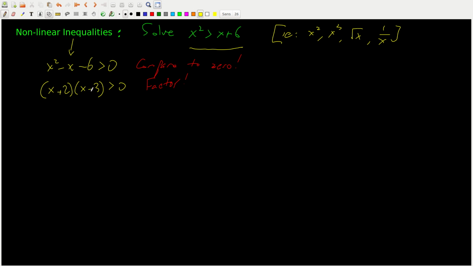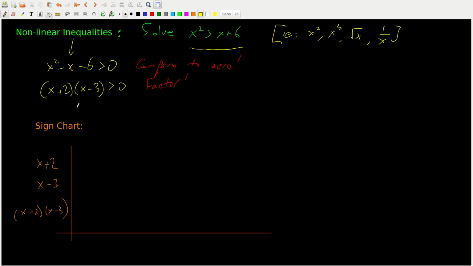The way we're going to actually do that is using what's called a sign chart. And I've begun to draw a basic sign chart here for us to see. So I've taken the factorization of this nonlinear polynomial. Anytime you see a nonlinear inequality, you're going to factorize, compare it to 0, and build a sign chart.